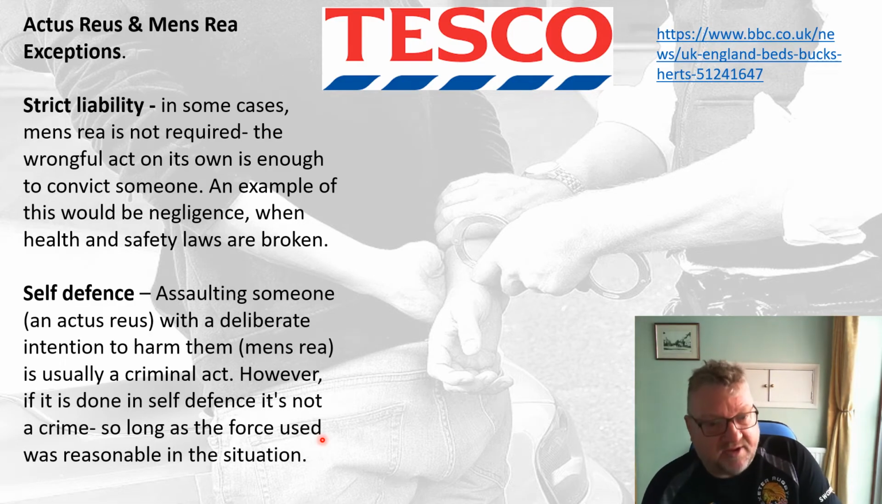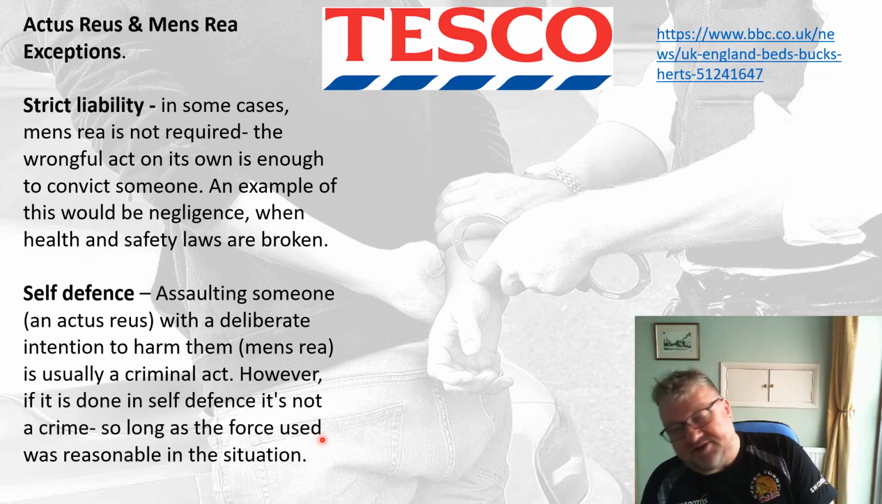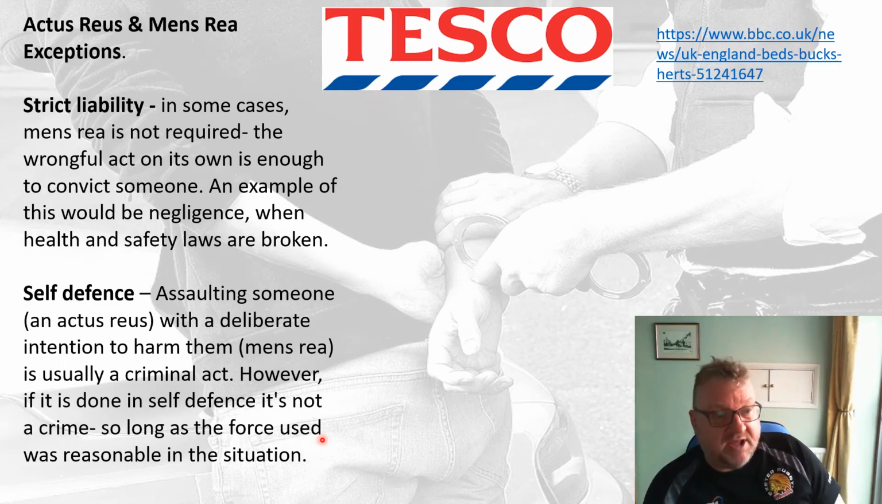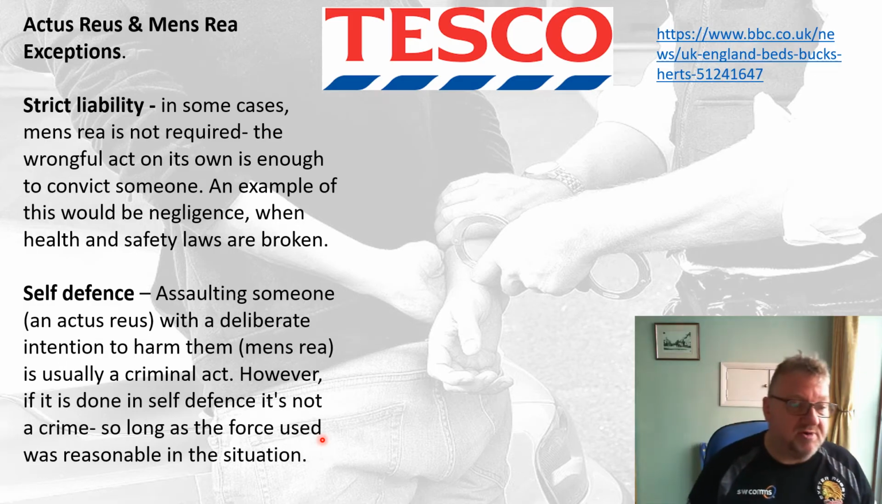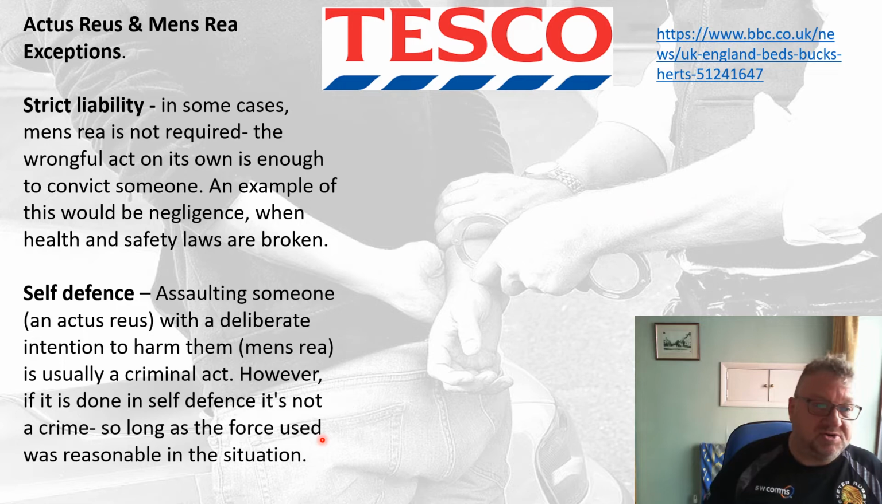And the other example you can use is self-defense. So assaulting someone, obviously hitting someone, is an actus reus. Deliberately intending to harm them would be a mens rea, and is usually a criminal act. However, if it's done in self-defense, it's not always a crime, so long as you use reasonable force.